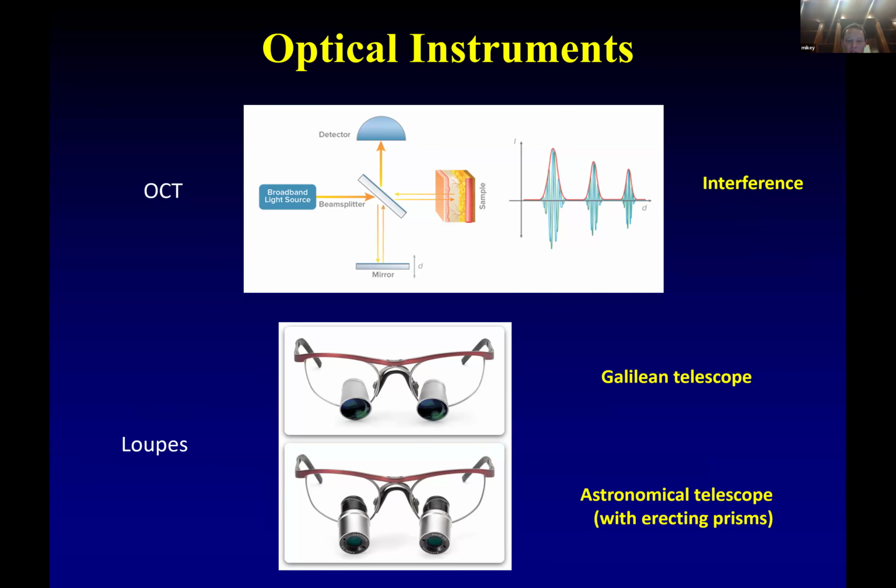The astronomical telescope, because it's the sum of the things, is longer and also requires an erecting prism. So the astronomical telescope in loops is longer, but either can be used. And that, friends, is the end.